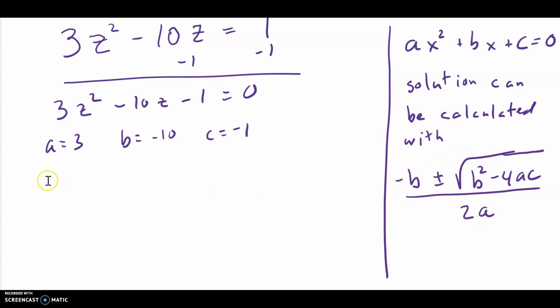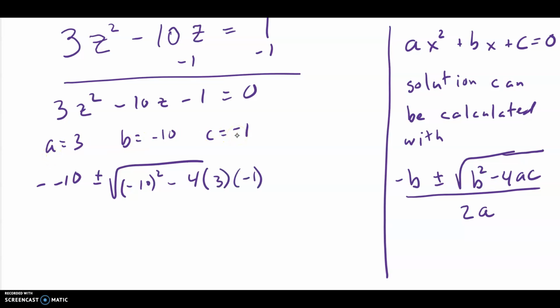So I've got negative b becomes negative of a negative 10. So it's two negatives because b already is a negative number, and then I've got the negative from the formula right there. So it's a negative of a negative 10. Plus or minus the square root of b squared, which becomes negative 10 squared, minus 4 times a, which is 3, times c, which is negative 1. I'll put those in parentheses so I know I'm not subtracting, I'm multiplying. Divided by 2 times a, which is 2 times 3.